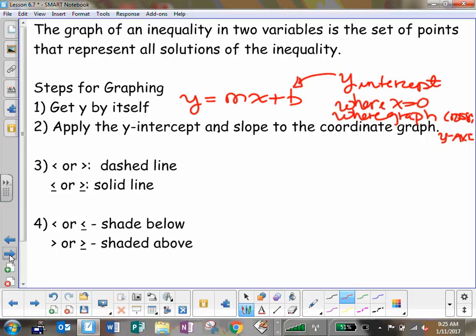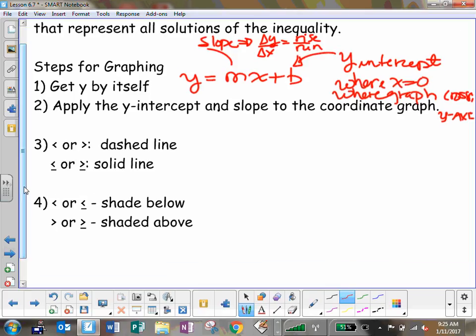Oh, and what is m? It's your slope. And slope, in words, is rise: my change in y over my run, my change in x. So rise over run. This is just a reminder of things that you already know, but it's nice to hear them again. Apply the y-intercept and slope to the coordinate graph.